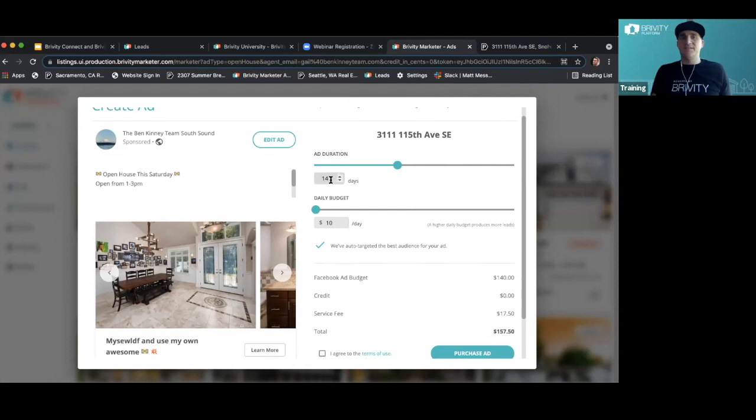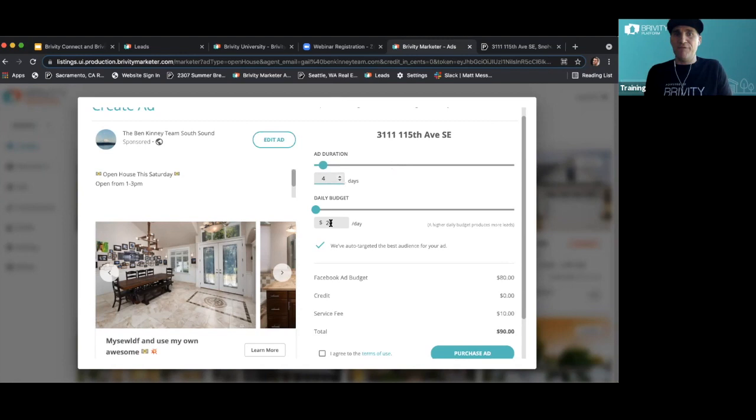Your total budget needs to be $100 at a minimum. You can do it lower than that, but the ads just don't take off quite as well inside of Facebook. So what we guide people to do is, depending on how long you want to run your ad for. So in your case, we just want to run this ad for 4 days.